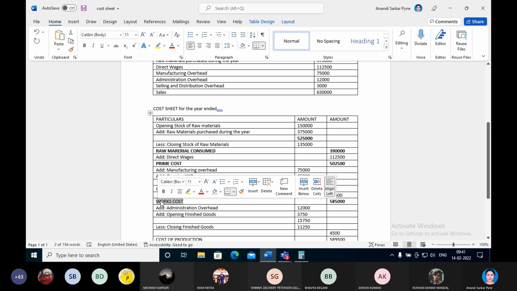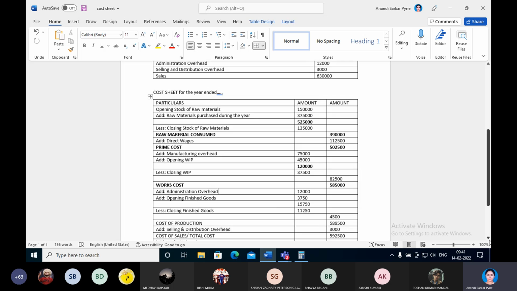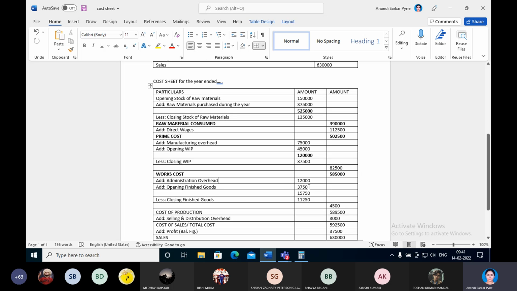You get works cost. So this was about manufacturing the product. All the direct expenses while manufacturing the product, we have added and received prime cost. All the indirect expenses we have added with the direct expenses, we have received works cost. And we are adding all the office and administrative expenses along with opening finished goods and deducting the closing finished goods like this.